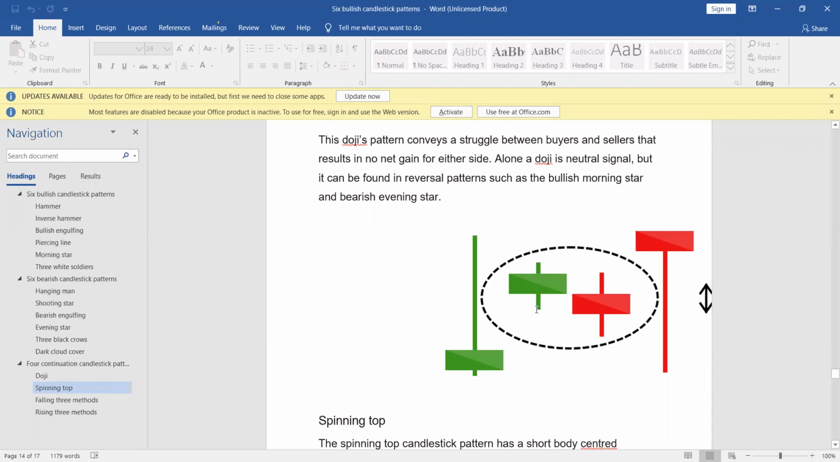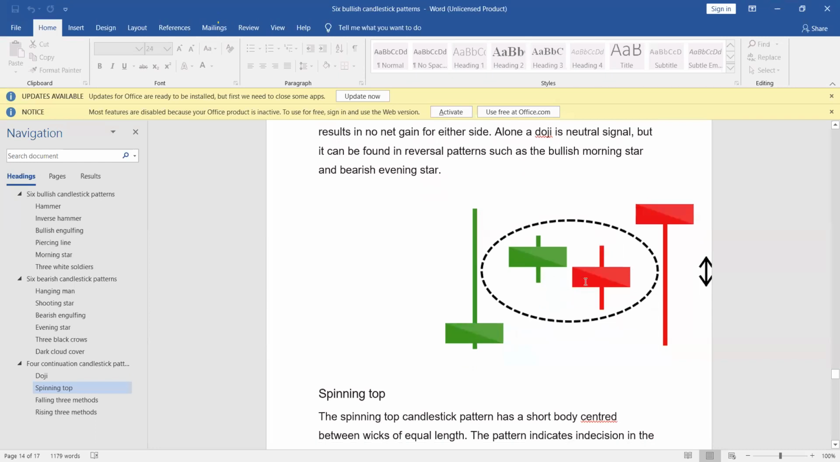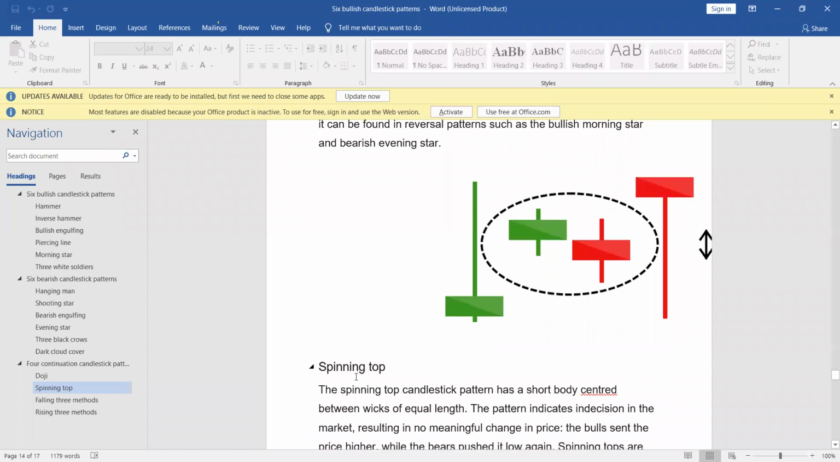Now, it's the same thing if this is happening at a support zone. At this support zone, the market is indecisive, and you're looking out for who is going to come forth and push the market up or pull the market down. Now we have the spinning top.